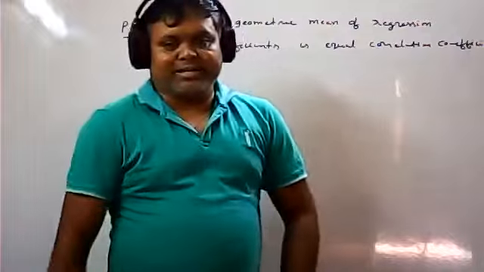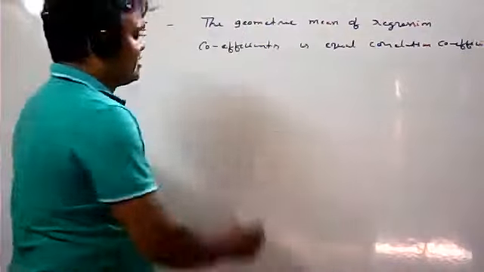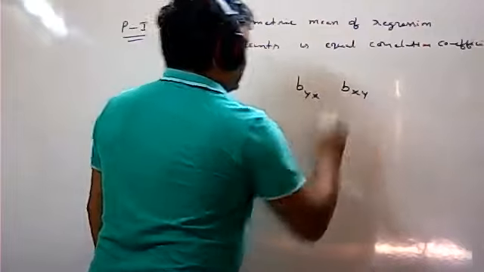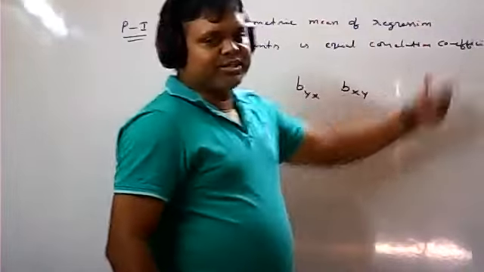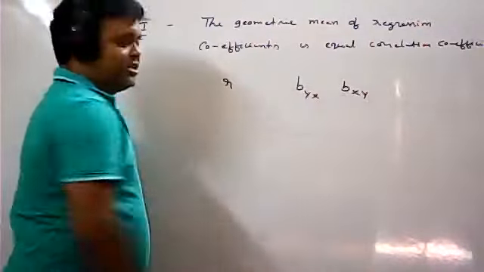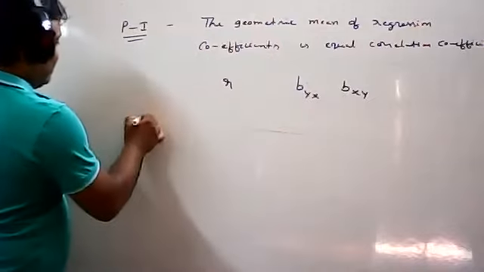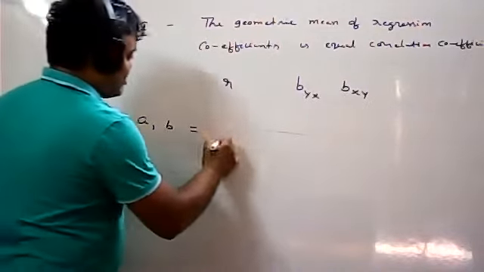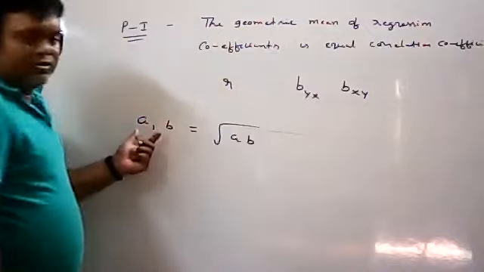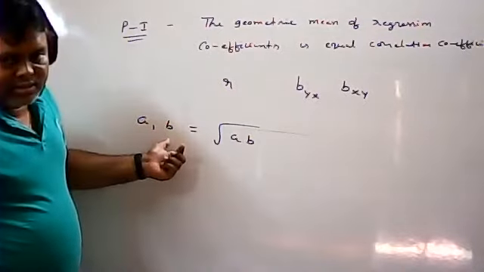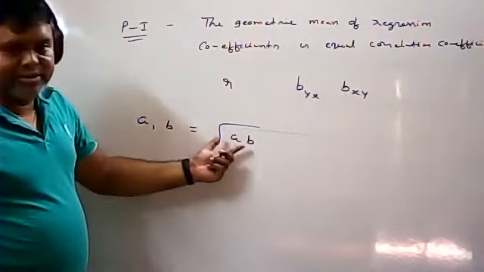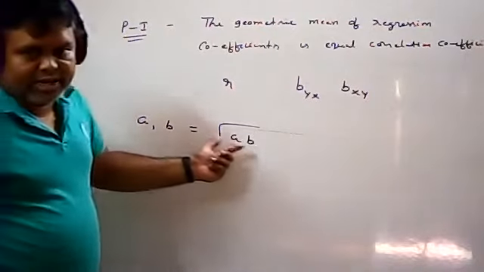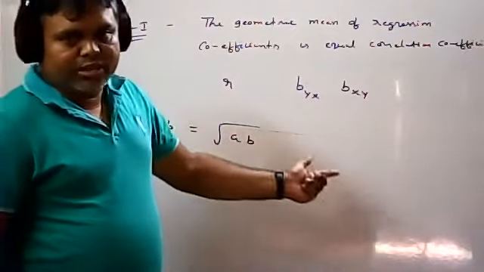So how many regression coefficients are there? Two. What are they? Byx and Bxy. You know the correlation coefficient is denoted by r. Suppose a and b are two values. How will you calculate the geometric mean? Root over ab. Suppose 4 and 16 are the two numbers. How to calculate the geometric mean? Root over 4 into 16. Suppose -4 and -16 are two numbers. Root over -4 into -16.